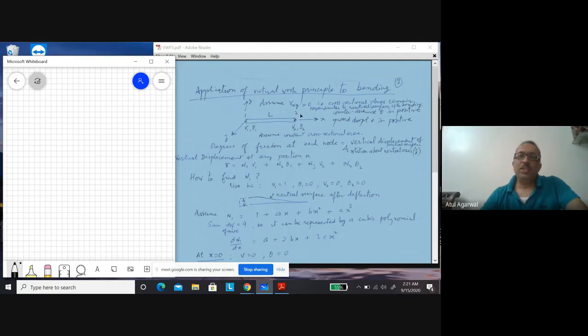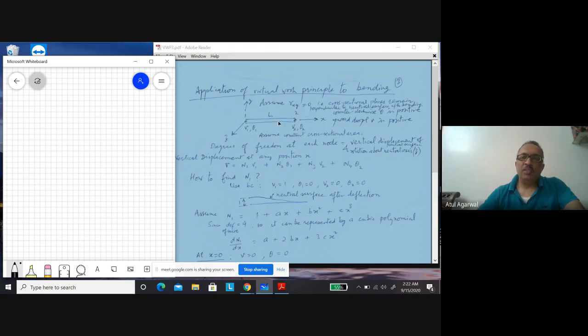We are assuming that shear strain gamma xy is equal to 0. That is, cross-sectional planes remain perpendicular to neutral surface after bending. Also, we are assuming a constant cross-sectional area of the beam. That is, cross-sectional area doesn't change with position along x-axis.